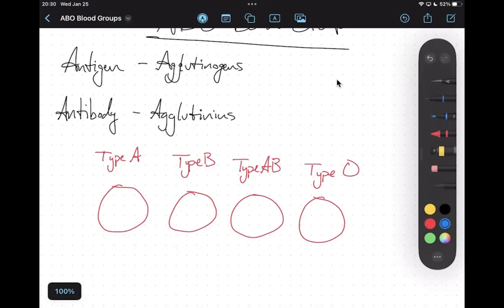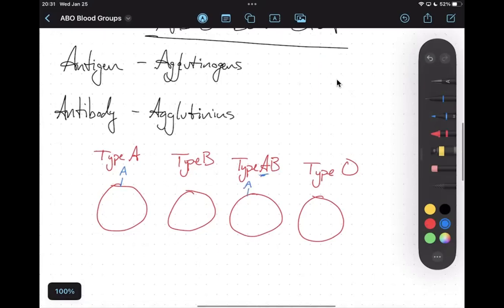On type A blood, we have A antigens. I'm going to denote these in blue. And in type AB, we also have A antigens because we have the A in AB. We also have B antigens. So in type B, we're going to draw B here, and in AB, we also have a B right here. In type O blood, there's not an O antigen. O just means we don't have any, so you don't draw any antigen on the surface of the cell.